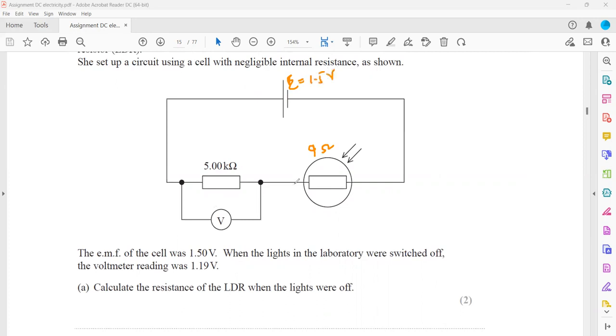The EMF, the total, is 1.5. So if I need the voltage here, we can use the potential divider formula. Voltage across the fixed resistor is V1, voltage across the LDR is V2. So the voltage across the fixed resistor is the resistance of that part, 5000 or 5 exponent 3, divided by the sum of the resistances, 5000 plus 9, multiplied by the combined voltage, 1.5. So 5000 divided by 5009 times 1.5.